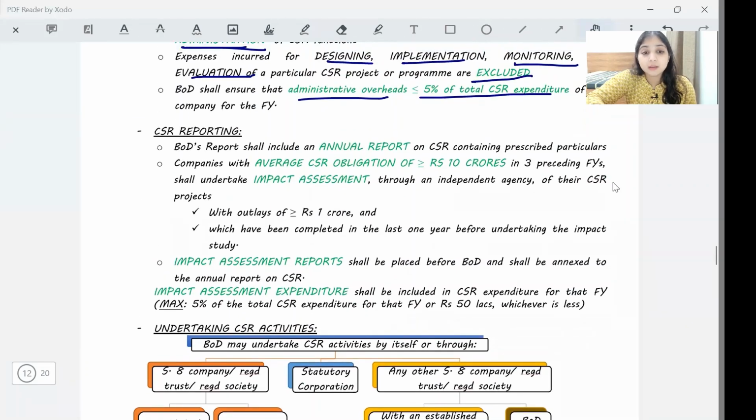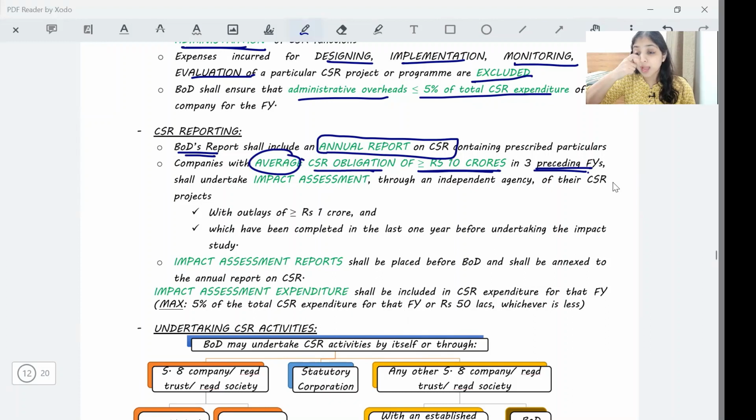Then the company's board of directors will have to prepare a board report. In the board report, they will also have to put an annual report on CSR containing all details relating to CSR. If the average CSR obligation of the last 3 financial years is at least 10 crores, then the company will also have to do an impact assessment on those projects where the company has spent at least 1 crore and which have been completed in the last 1 year.